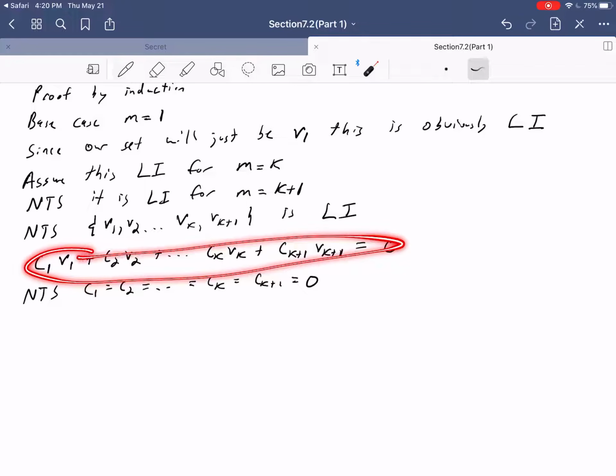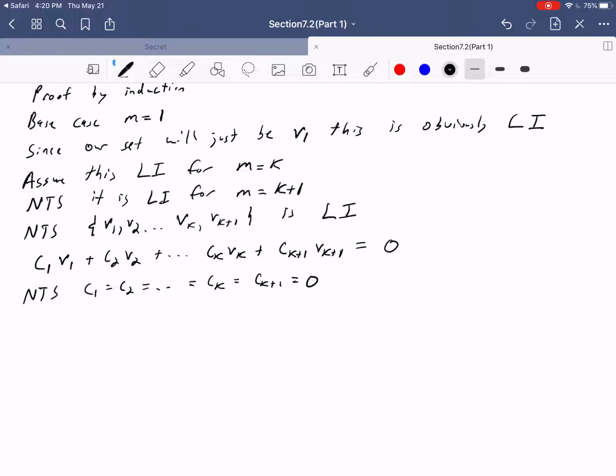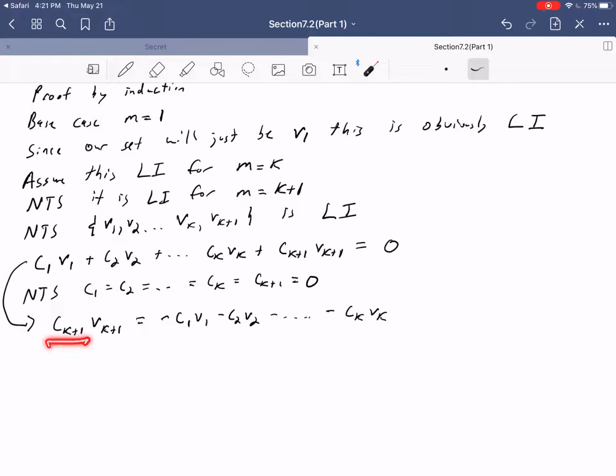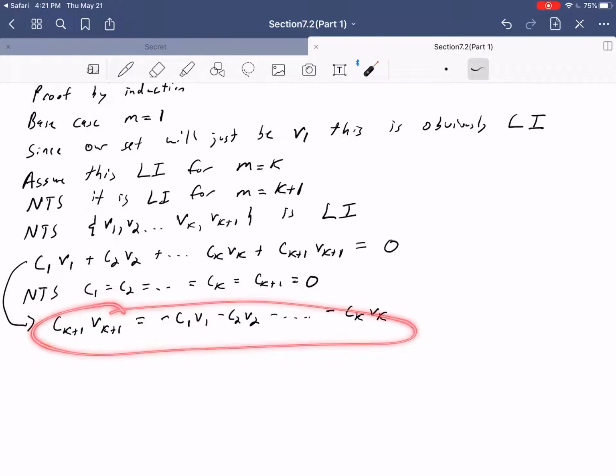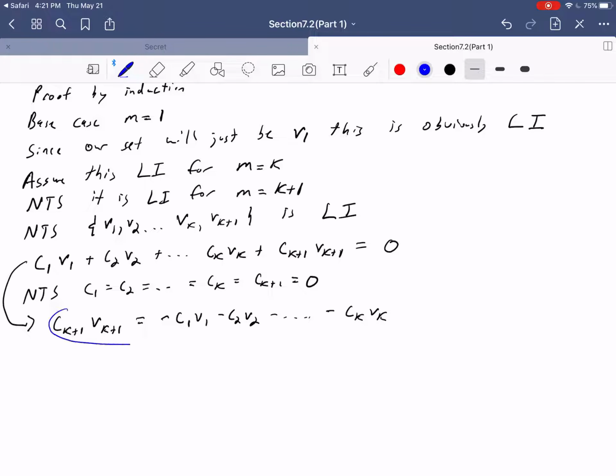All right, so let's think about this real quick. We're going to do one quick thing with this. What I want to do here is rearrange it in terms of this new vector. So I'm just going to view this as ck plus 1 vk plus 1 is equal to negative c1v1 minus c2v2 minus dot dot dot minus ckvk. Now, I'm not going to go any further than that, and specifically, I'm not going to divide by ck plus 1, because then I would need to assume that ck plus 1 is not equal to 0, and my goal is actually to show that ck plus 1 is 0. So I'm just going to note this rearrangement, and we'll need this in just a moment, so we'll save it here.